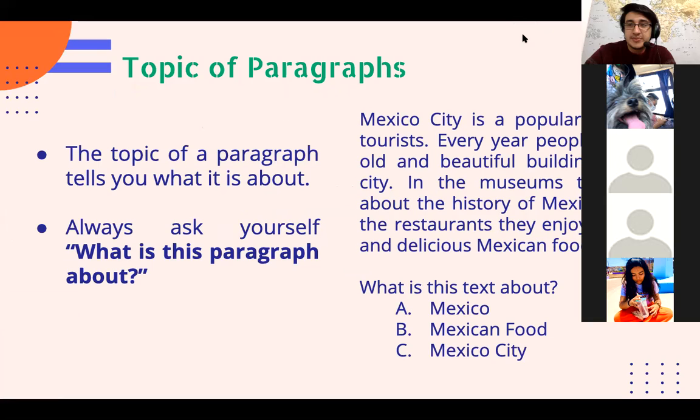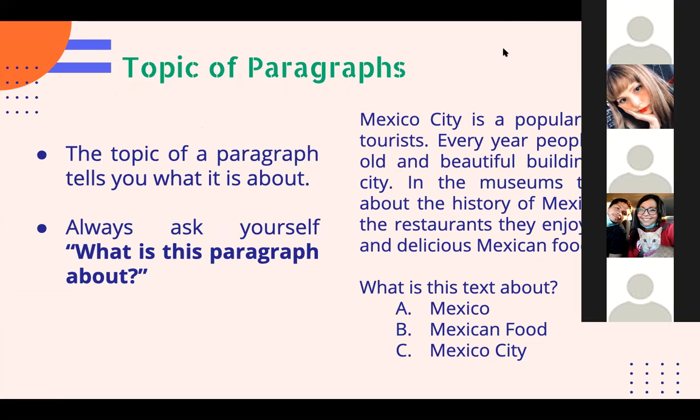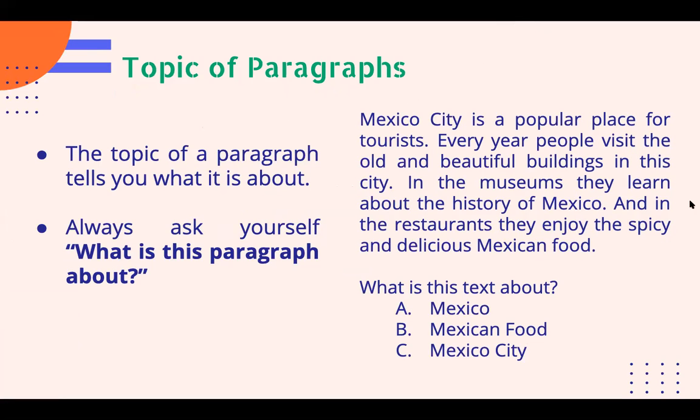Let's see. Fernando, can you read the paragraph, please? Excuse me? Can you read the paragraph? ¿Puedes leerlo? Sí, pero si me sale mal, no es mi culpa. No, it doesn't matter. It doesn't matter. Go ahead.